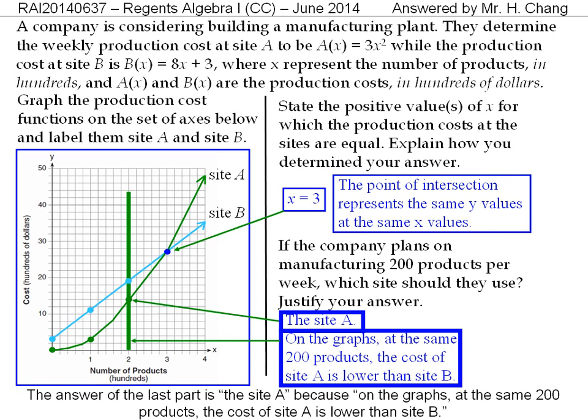The answer of the last part is side A, because on the graphs at the same 200 products, the cost of side A is lower than side B.